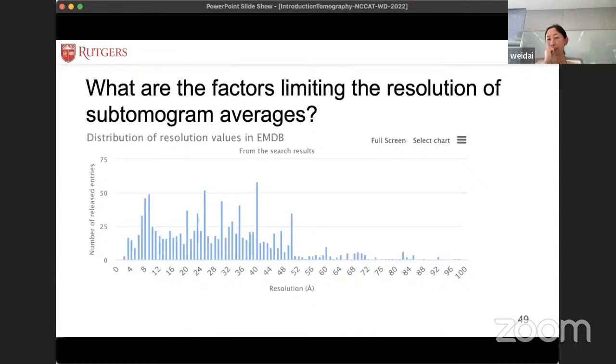What else? Think about your single particle modules, what you learned from single particle modules. What else could be the limiting factor?